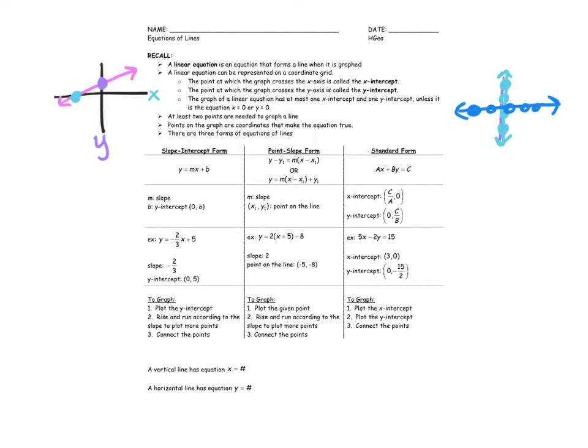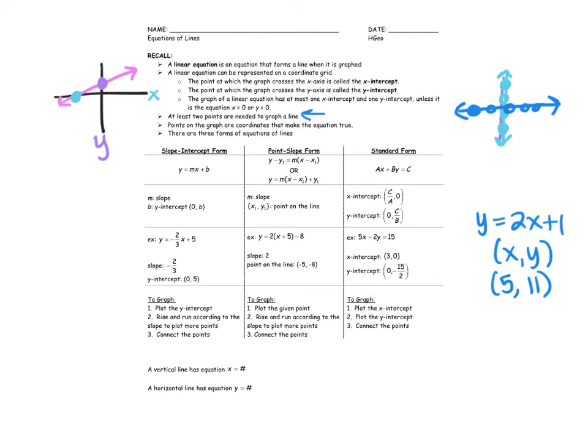In order to graph a line, you're going to need at least 2 points. Points on the graph are coordinates that make the equation true. So if we have an equation, let's say y equals 2x plus 1, the points on the graph of this line are x and y values that make that equation true. So for example, if x were to be 5, then y would be 11. The point (5, 11) would be on the graph when we graph this line.